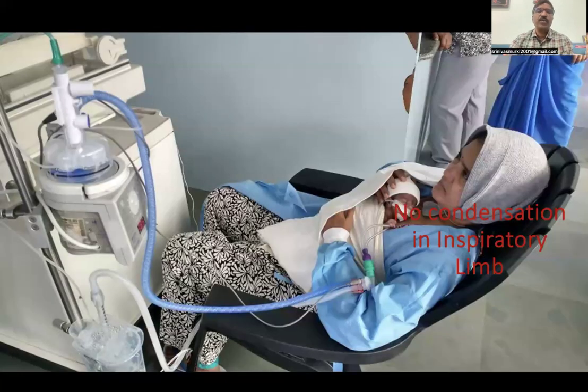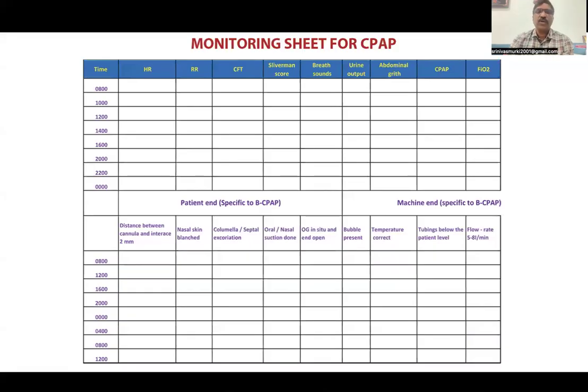The other method to improve the efficacy of bubble CPAP is using kangaroo care. So always combine kangaroo care with bubble CPAP to improve the outcomes, especially when babies become stable. You need to monitor, and the monitoring chart should have the patient chart, that is heart rate, respiratory rate, retractions, Silverman-Anderson score, urine output, and CPAP, how much you are giving.